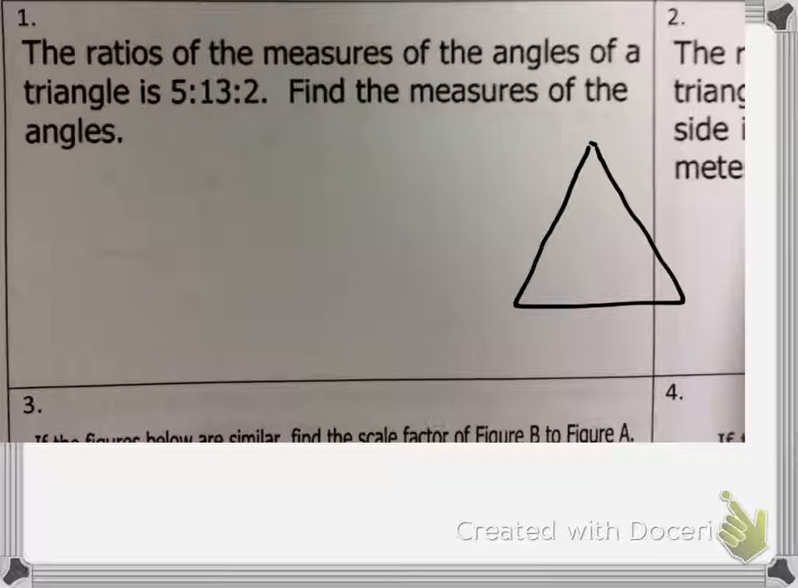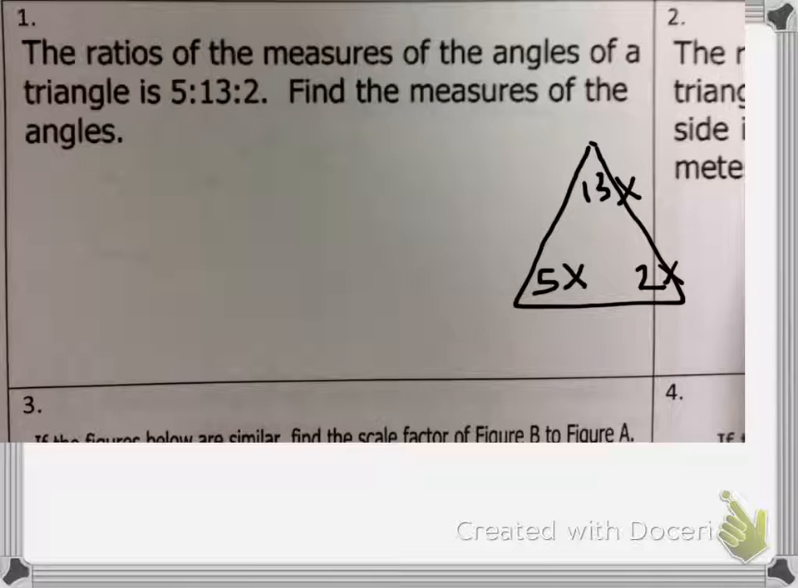So if they say the ratios are 5 to 13 to 2, you could think of it like for every 5 degrees for one angle, the other is 13 degrees, and the other is 2 degrees. But obviously if you add 13, 5, and 2 together, that would not equal 180. So we have to figure out how to make these angles larger so that they do add to 180, but the ratio needs to stay the same. So in other words, we need to multiply all three of these by the same number, we'll call that number x, to make them larger so that the ratio does still stay the same.